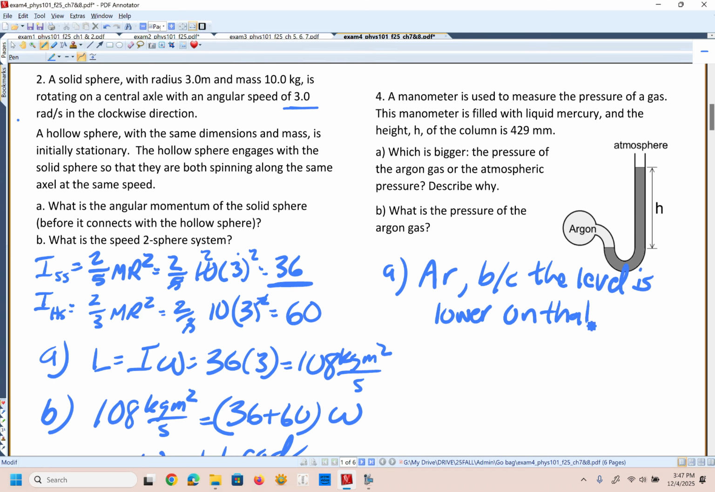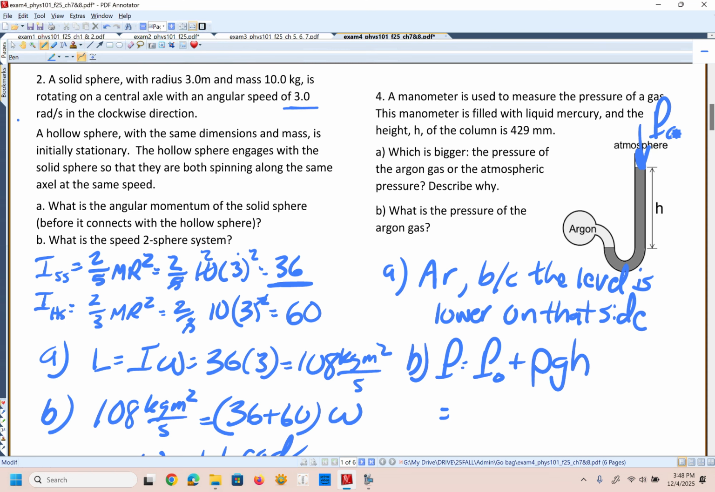Or something like that. I don't need a paragraph, just a few words. And then the pressure of the argon gas for part B, I would say that the pressure is equal to P naught plus rho times g times h. P naught is the pressure that is up here. That's P naught. It is an atmosphere. And so 1 atmosphere is 1 times 10 to the 5th pascals.